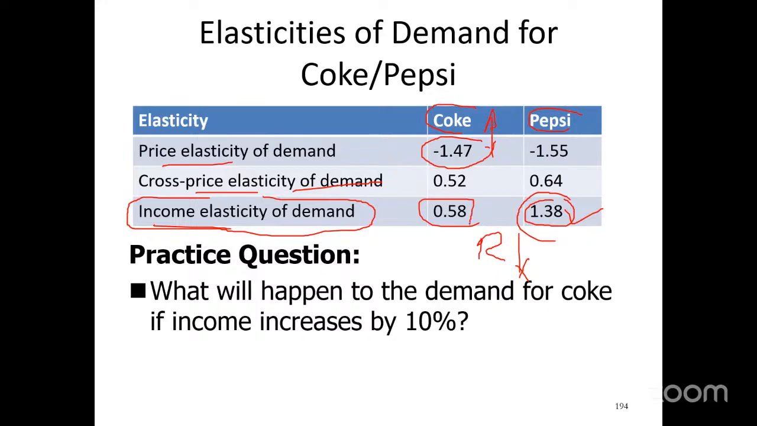Let's say you are a regional dealer. You distribute Coca-Cola and Pepsi both. In low income areas, you may put more Coca-Cola than Pepsi, because in low income areas, like slum areas, they move more Coca-Cola, not Pepsi. So you can take this kind of decision if you know the income elasticity.